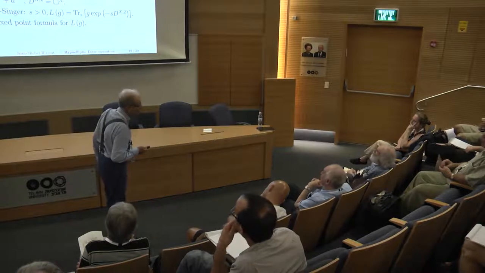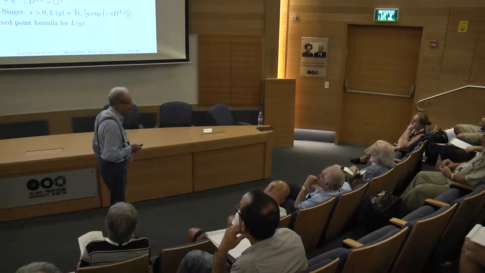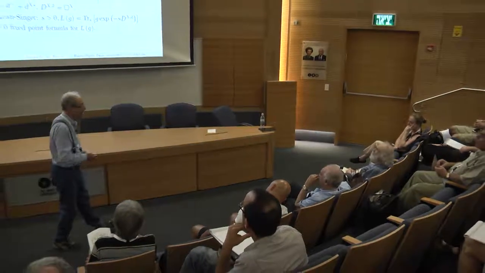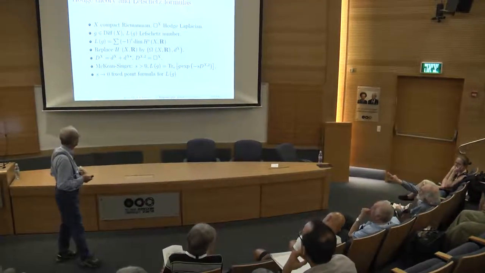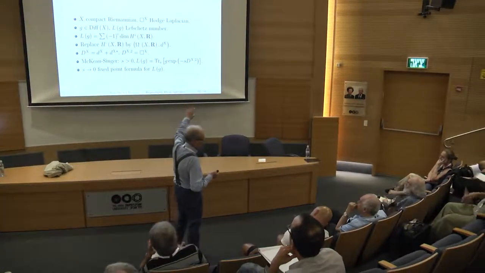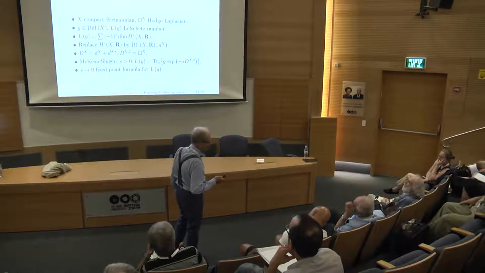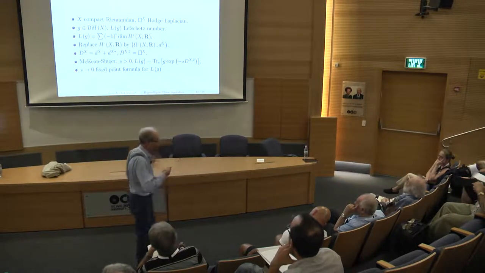This makes sense. Yes, it acts on the Dirac complex. It's just that g acts on the Dirac complex, on the space of smooth forms on the manifold. It's trace class. The heat kernel is trace class. The kernel is smooth. Everything is smooth.